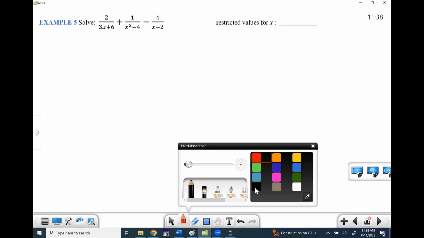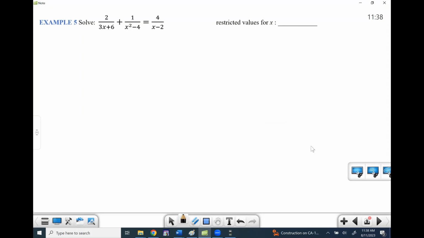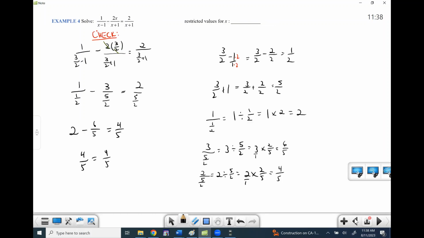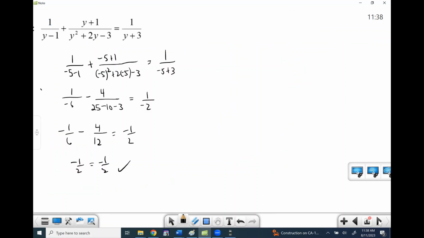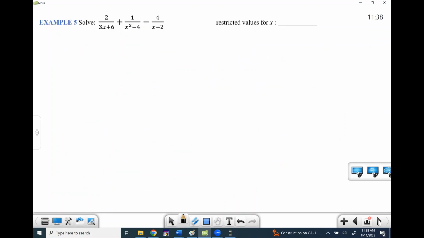So as usual, you do want to factor first, just like we did on the last one, right? We had this on the last problem, or no, it was the problem before that. We had this quadratic polynomial that we factored first. But we're going to do the same thing here. We're going to take all of our denominators and we're going to factor them. So 3x plus 6, we can take a 3 out. So that's going to be our denominator for the first term.